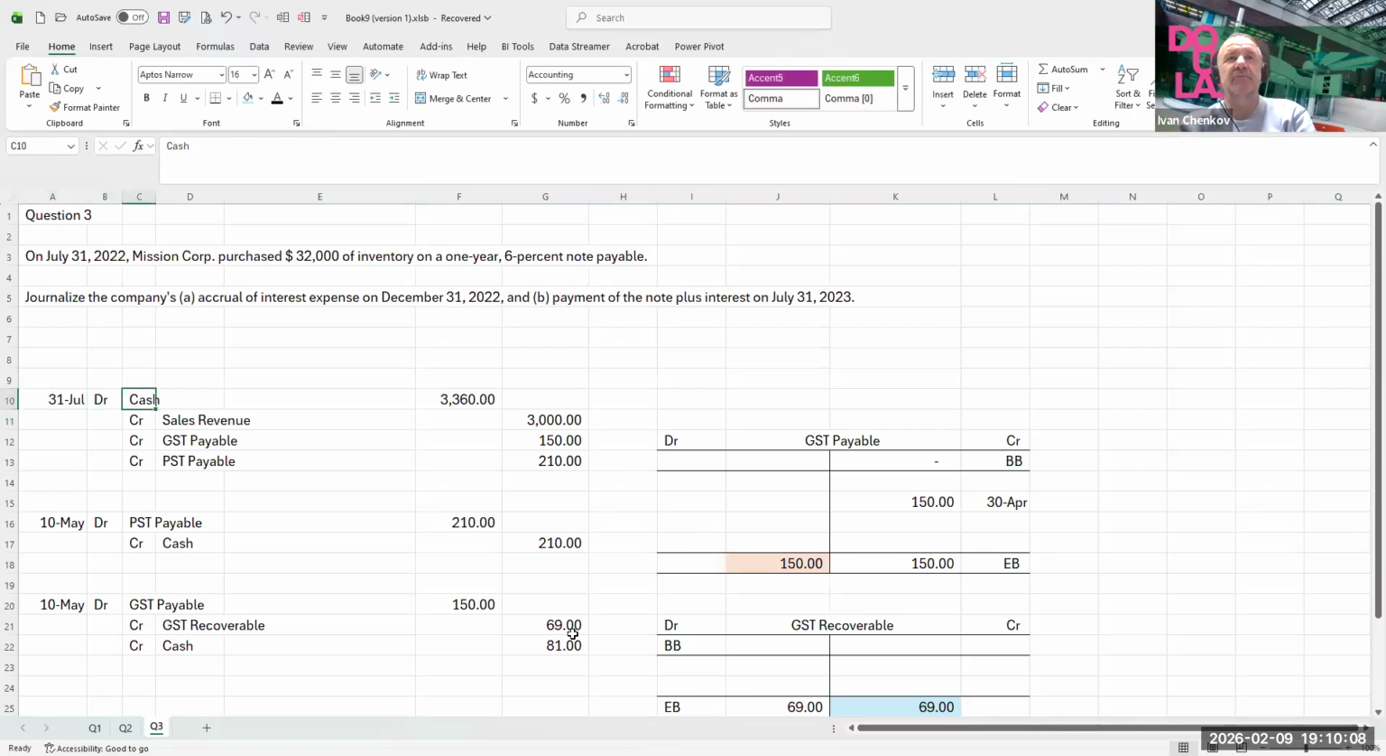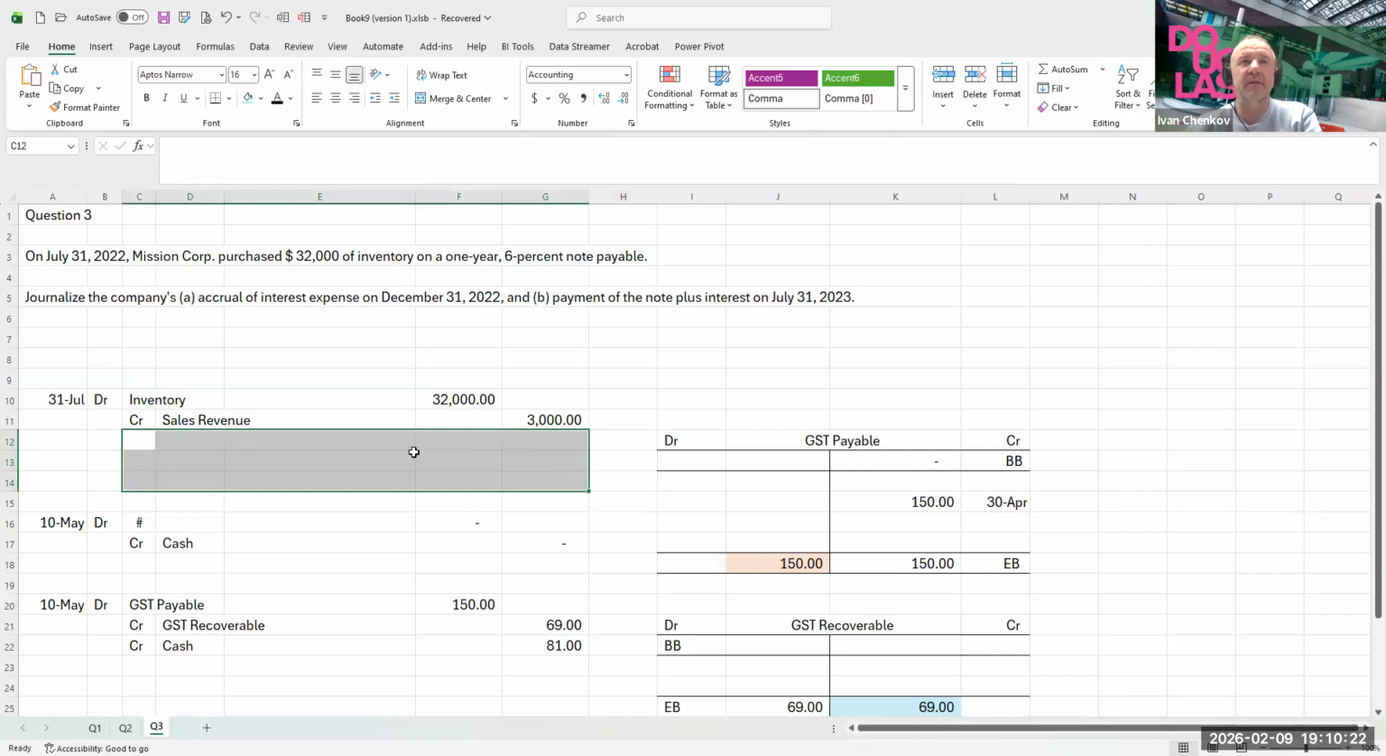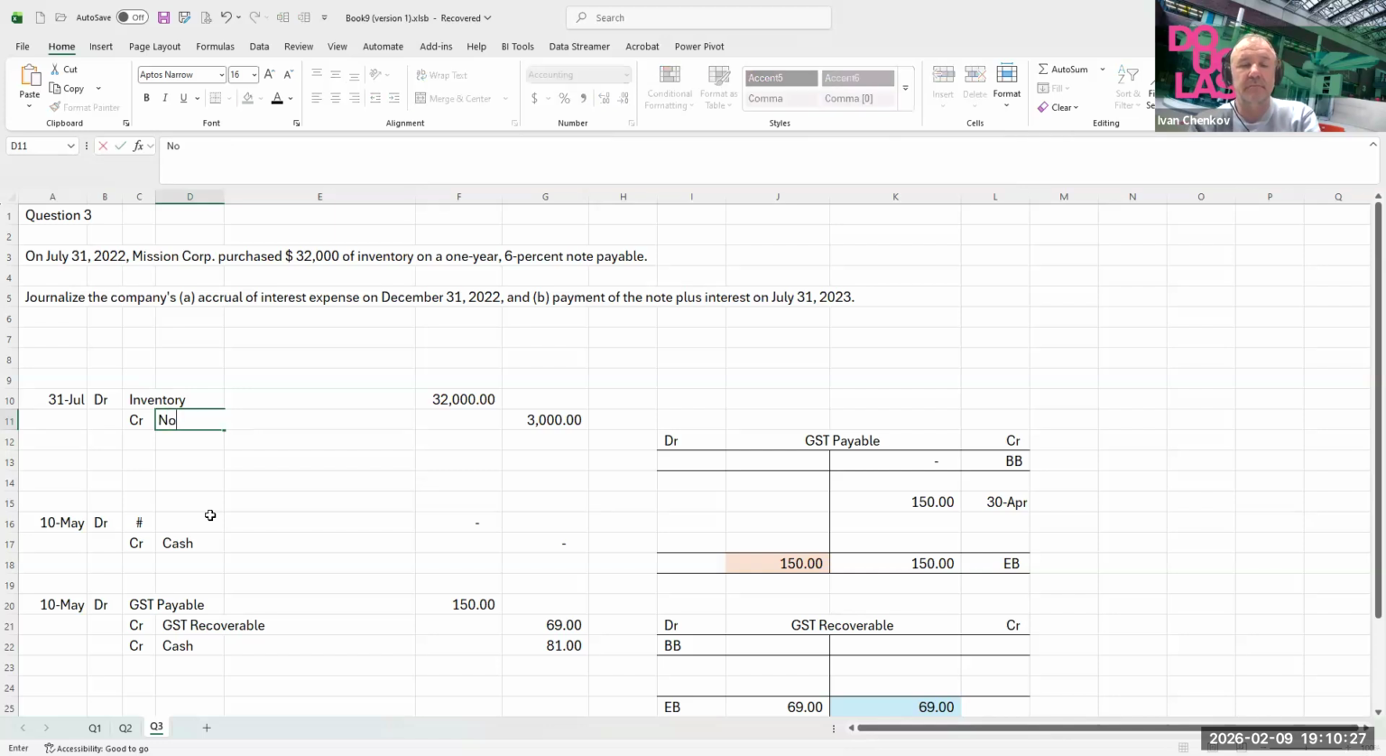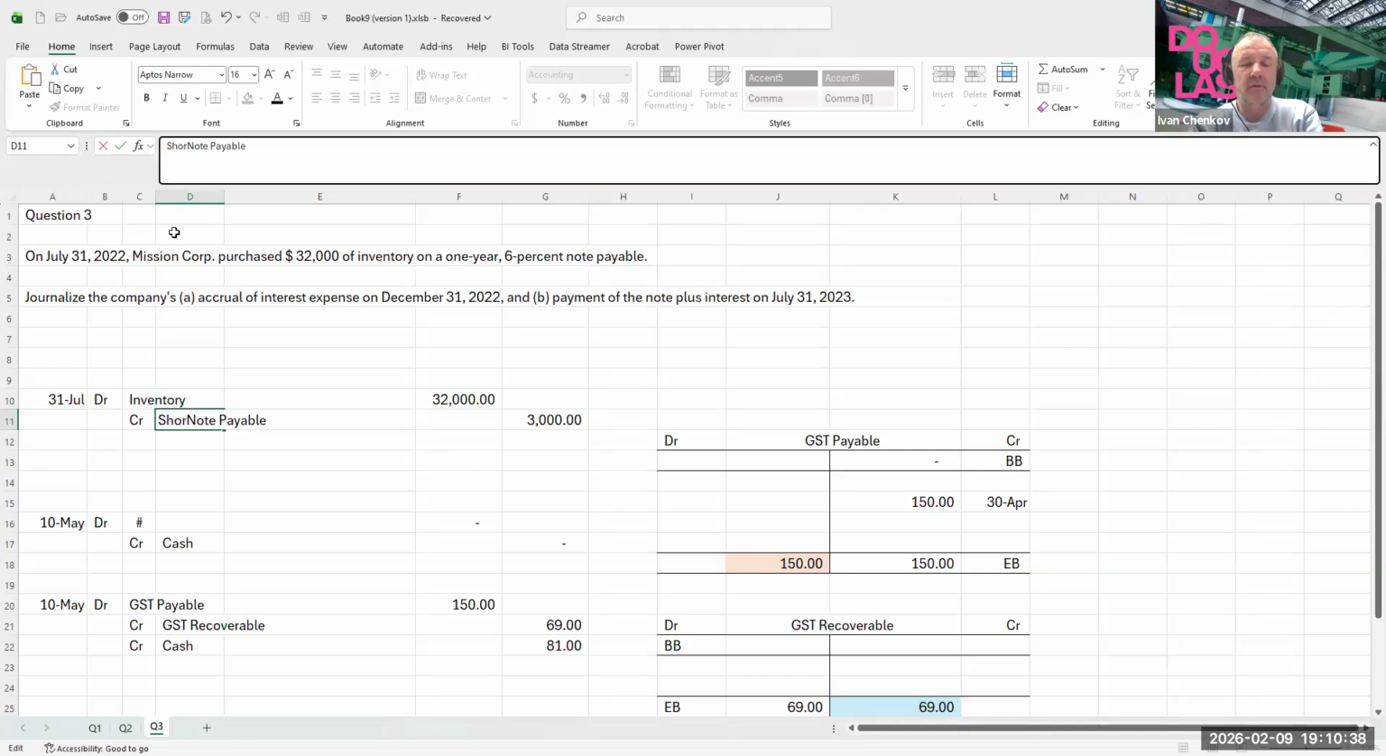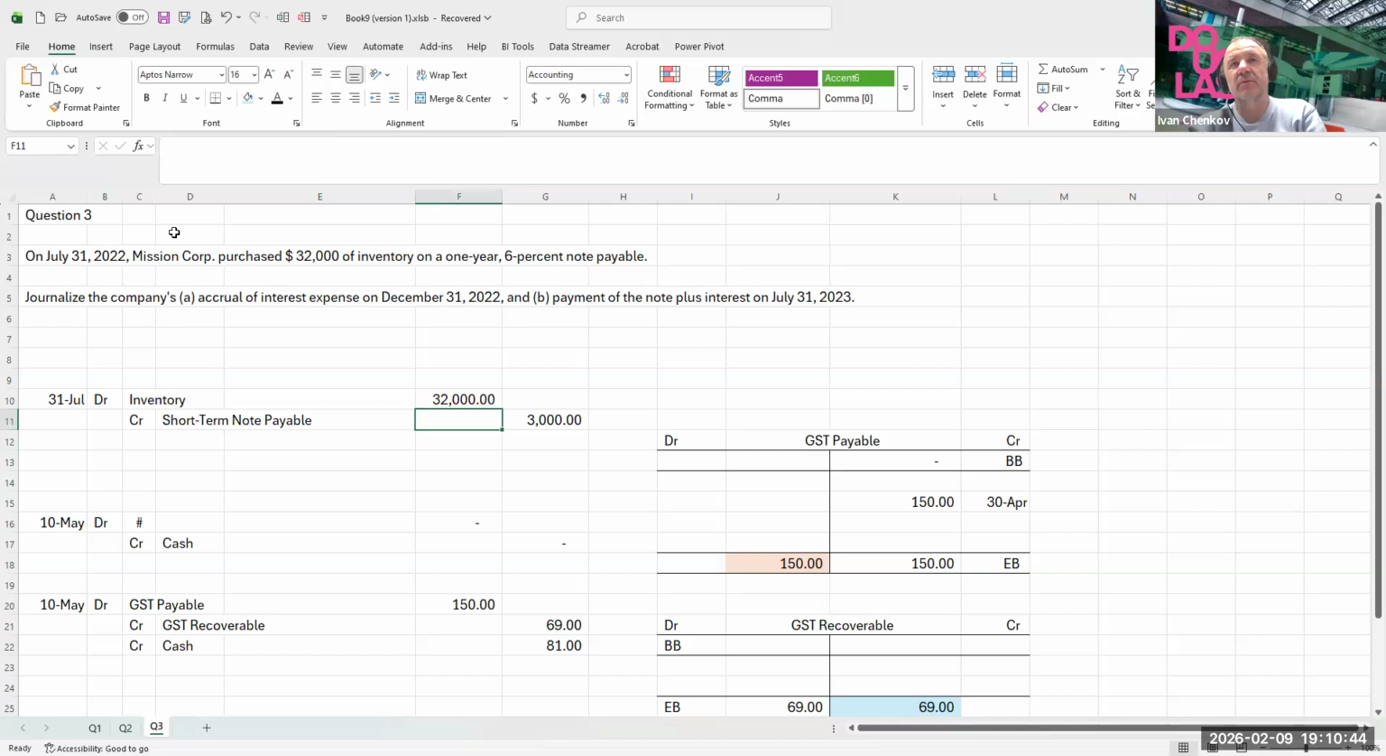What happened on July 31st? We get the inventory, and that inventory is for 32,000. Now, for that inventory, we didn't pay, because obviously we don't have cash, but we issue a note payable. So if you want, you can specify it. You can go with short-term note payable. If you want to be more specific, you can even go with that direction.